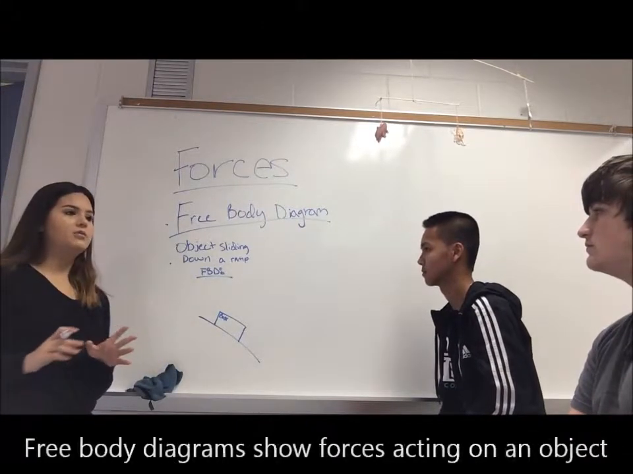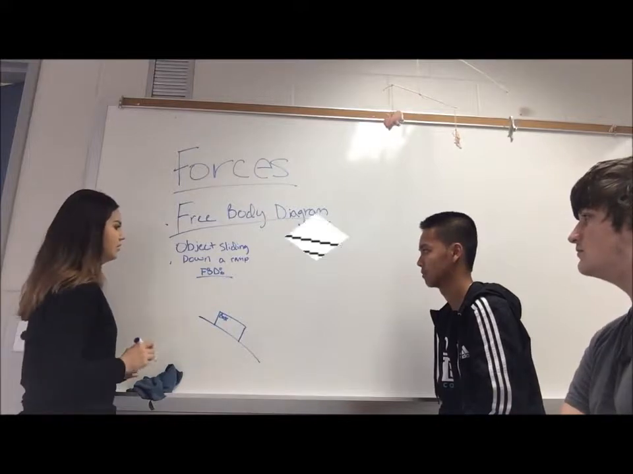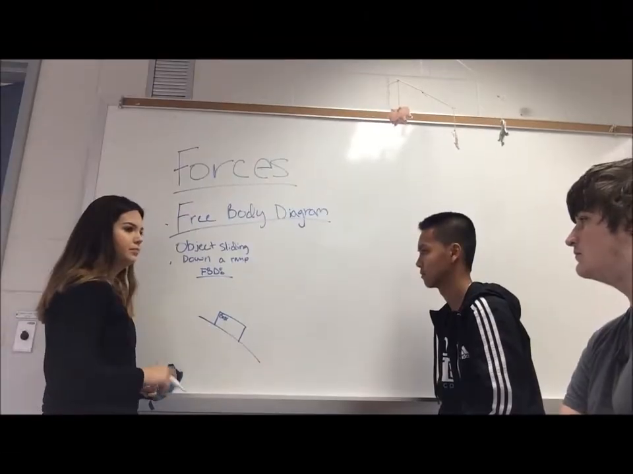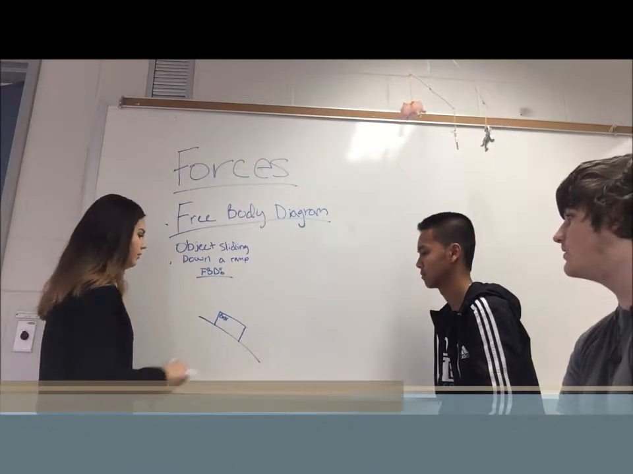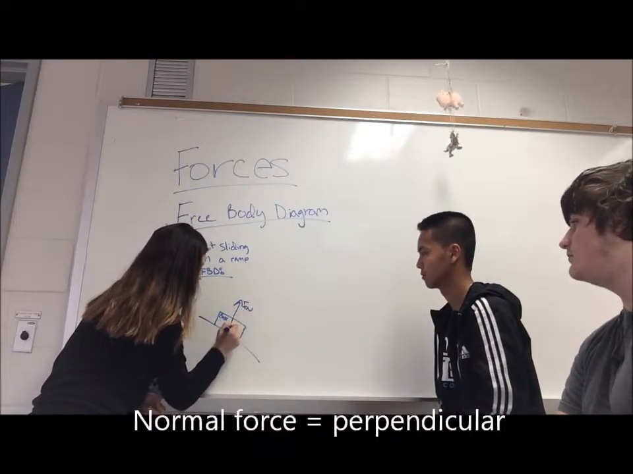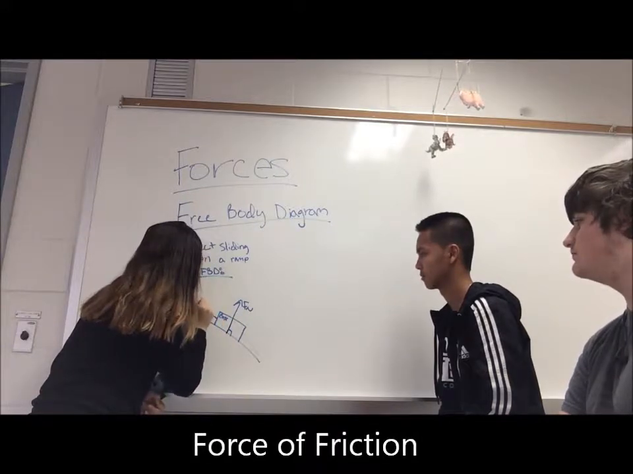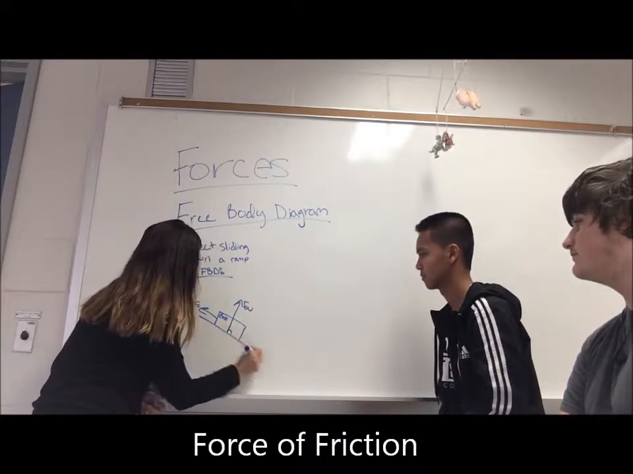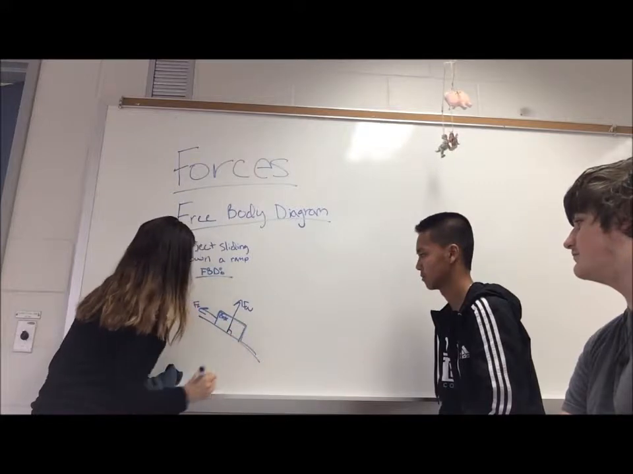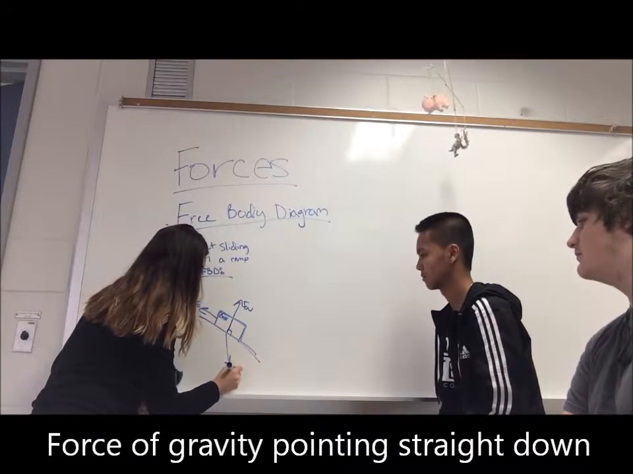A free body diagram shows the forces acting on an object. So we're going to talk about an object sliding down a ramp. What forces are acting on the box? The forces acting on the box are force of normal, which is perpendicular, force of friction from the ground to the box, and then force of gravity always points straight down.